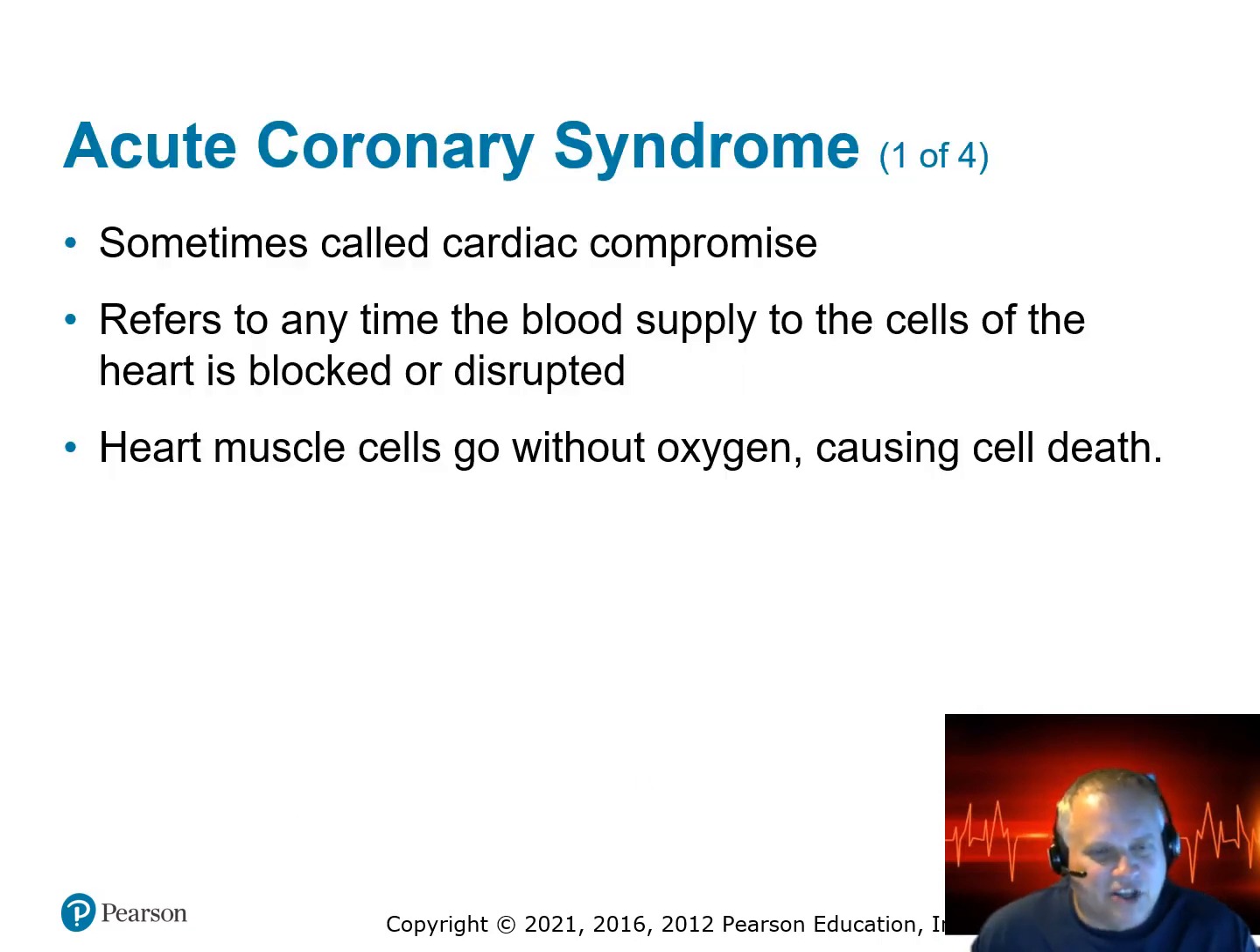So let's talk about acute coronary syndrome. It's also called cardiac compromise. The blood supply to one of those arteries that we just pointed out is blocked somehow. It's a clot, it's cholesterol buildup, it's all kinds of potential problems, but something has got the blood flow to the heart muscle disrupted. When the heart goes without oxygen, you have cellular death.